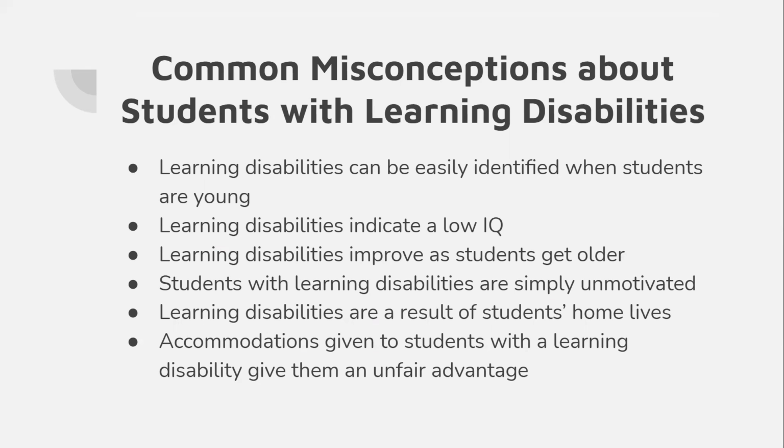Learning disabilities indicate a low IQ. They are not indicative of a low IQ. It is not related. Learning disabilities improve as students get older. That is not necessarily true. Students may find other compensatory skills that assist them in the classroom to be successful or show improvement. It doesn't mean their disability has improved, just that they have found ways to work around it.